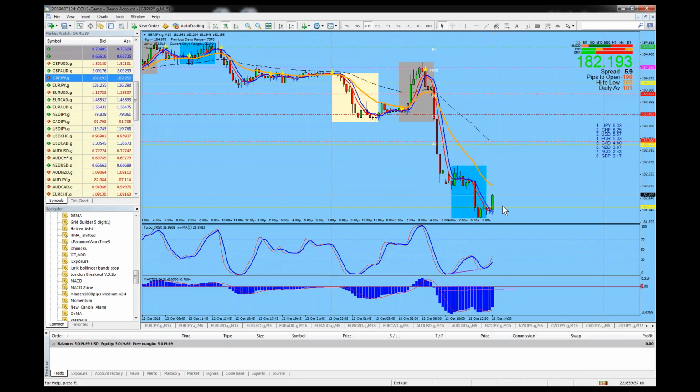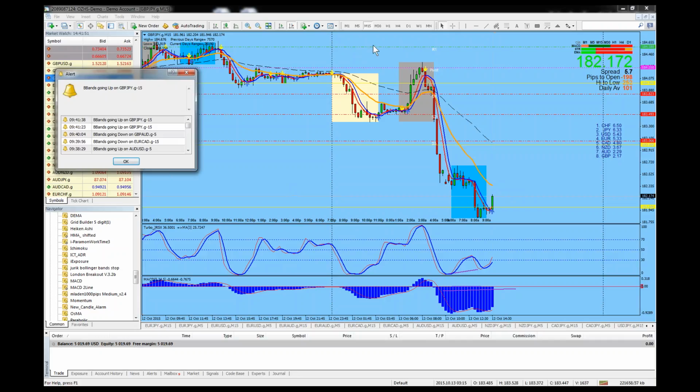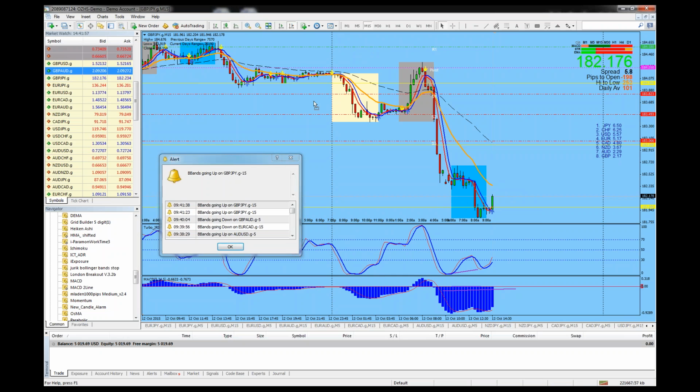All right, so same concept, and this one is now giving us a long signal, but possibly to the 18 there. Let me just go here. B bands on 15 pound yen. We're looking at that. Pound Aussie 5 minute. Let's go take a look at that.